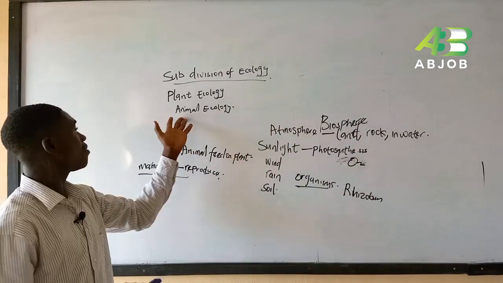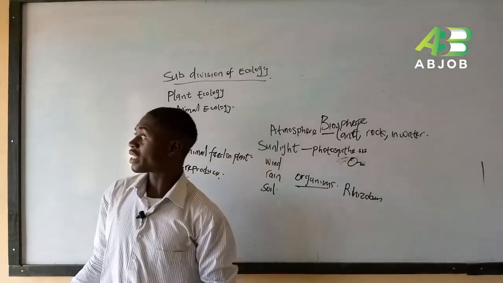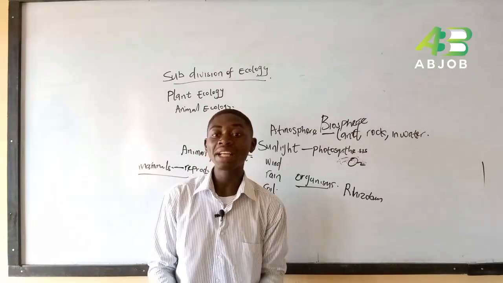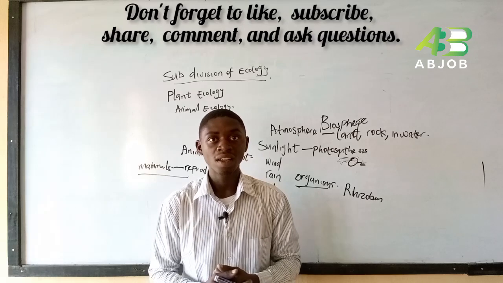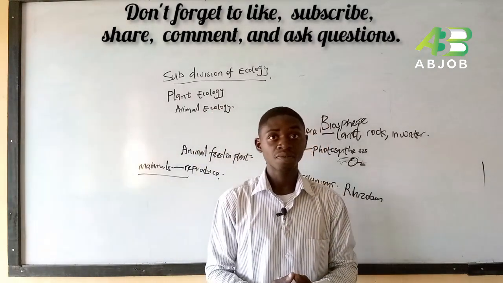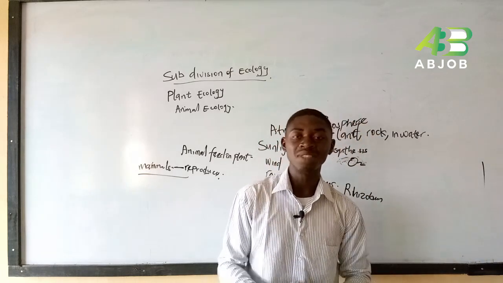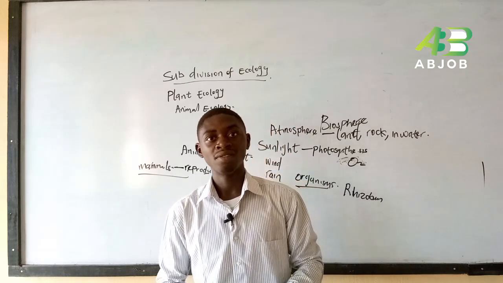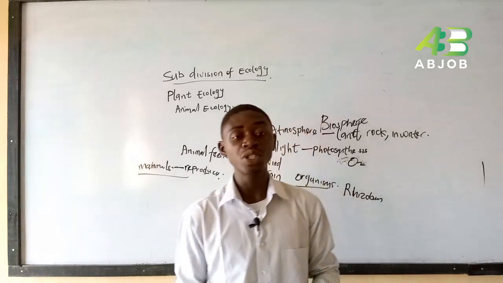So now, animals react with everything in their environment. Likewise, plants react with what? With everything in their environment. They feed on them, they grow, they reproduce. That's the major things that are peculiar to living organisms. They grow, they feed, they respire, and they reproduce.